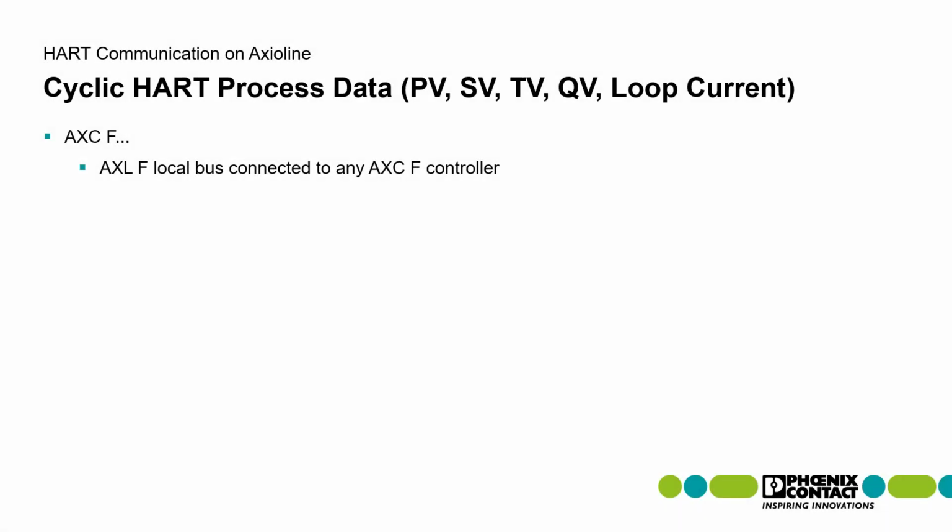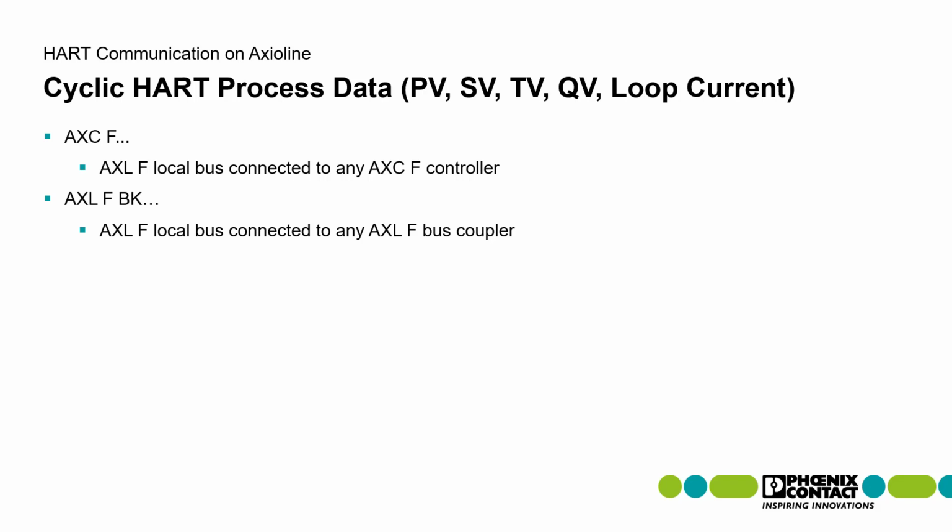All right, so now that we've discussed how to get the PV, SV, TV, QV, and loop current cyclic HART process data when the HART module is connected to a controller, we're going to go next to a bus coupler, so AXL F local bus. So we're looking for an AXL F HART I/O module that's connected to a bus coupler instead of a controller. Now this is slightly different, but it's going to look very similar depending on the protocol you're using. If we're doing Profinet, it's going to look very similar to what we were just looking at on the controller side. If we're doing Modbus TCP, it's going to look pretty different.